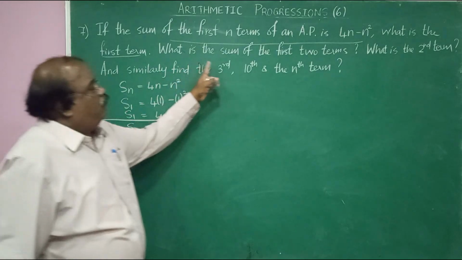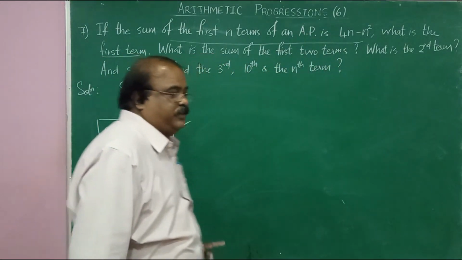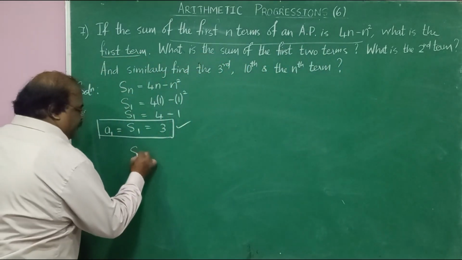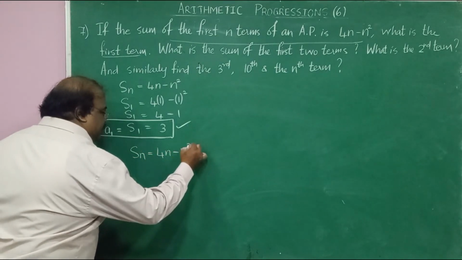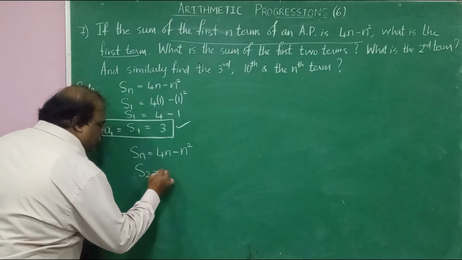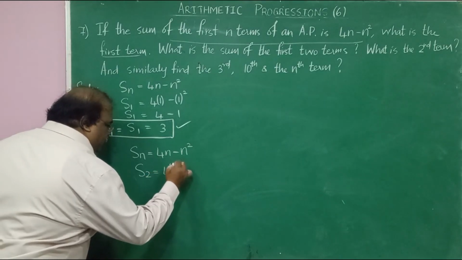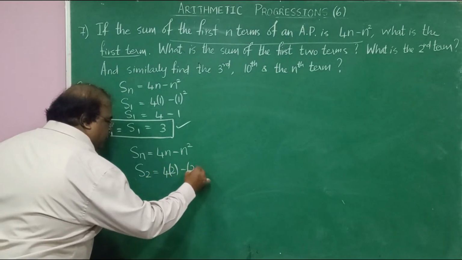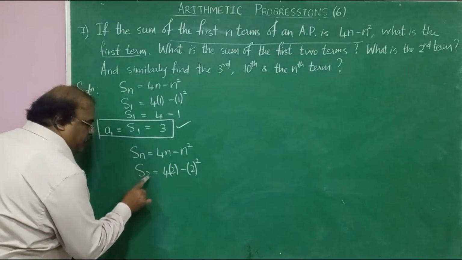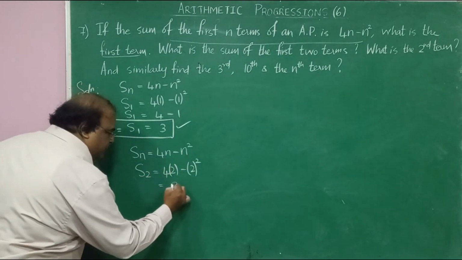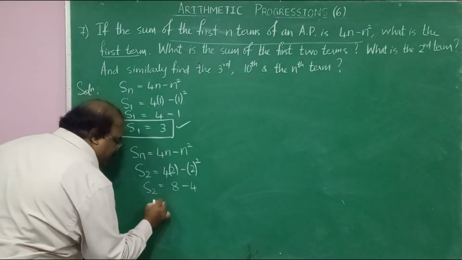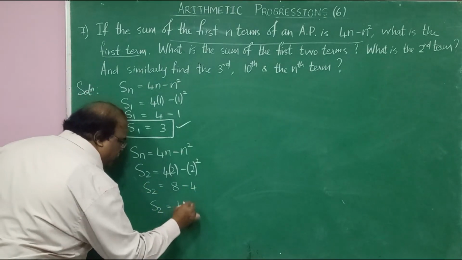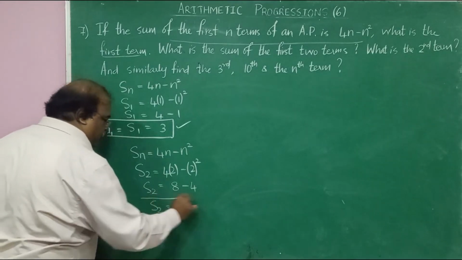Now I ask you, what is the sum of the first two terms? Once again, let me use the same formula. Sn is equal to 4n minus n square. What is S2? 4 into 2 minus 2 square. Instead of n, I just write 2. So 4 2s are 8 and 2 square is 4. So what is S2? 4.